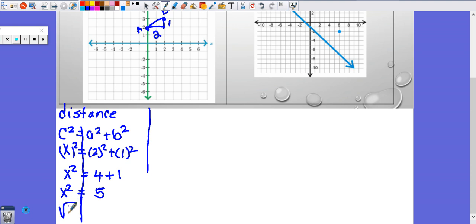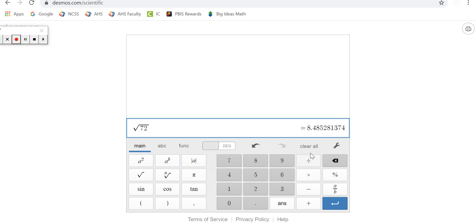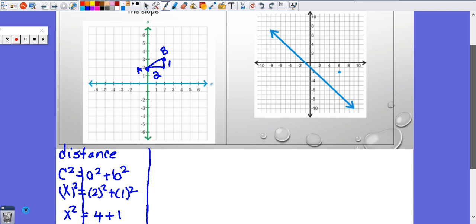And then here, the square root of x squared, the square root of 5. And then we get x equals, go to your decimals, and we're going to put square root of 5 in there, and we get 2.2, and I'm going to the nearest hundredth, so 2.24. And it didn't give us any units, so 2.24, and we'll just say units. And that's the distance. All right.